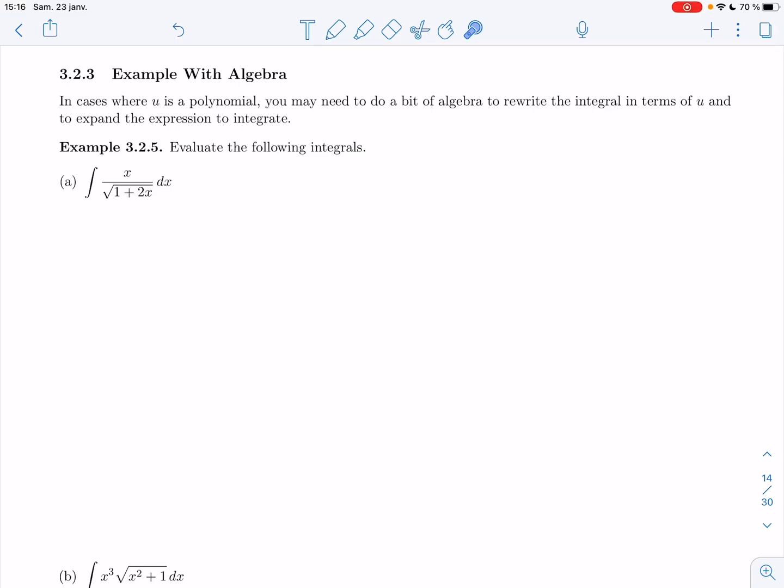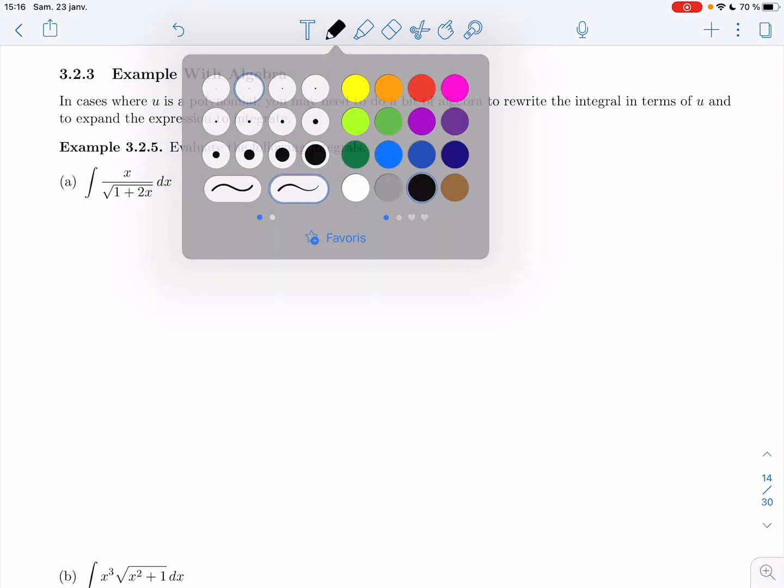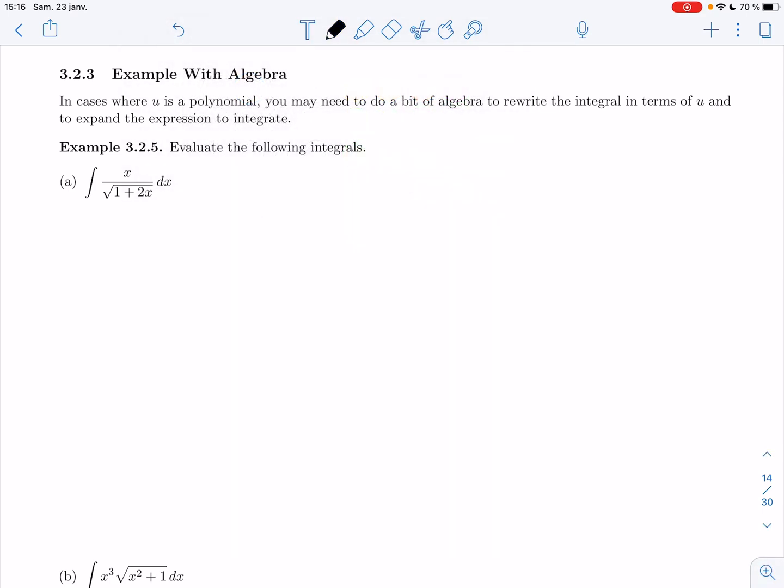All right, let's look at section 3.2.3, examples with algebra. So these are examples where the substitution doesn't look like it really works until you can do some algebra and kind of rejig it. In cases where u is a polynomial, you may need to do a bit of algebra to rewrite the integral in terms of u and to expand this expression to integrate it afterwards. So these are examples where you'll need to expand, you might need to isolate, and things like that.